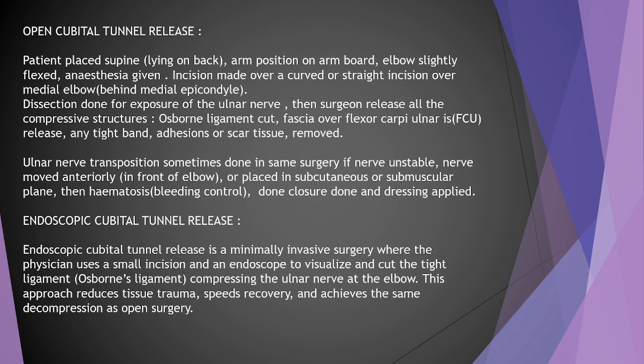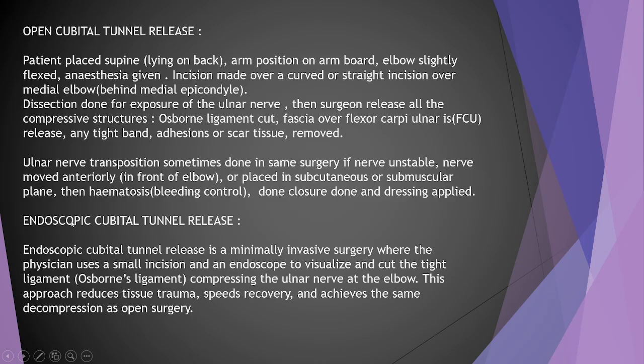So, ulnar nerve transposition is sometimes done in the same surgery. If the nerve is unstable, the nerve is moved anteriorly to the front of the elbow and placed in the subcutaneous or submuscular plane. Then hemostasis is done, meaning bleeding has been controlled, and then closure is done and a dressing applied in order to prevent infection.